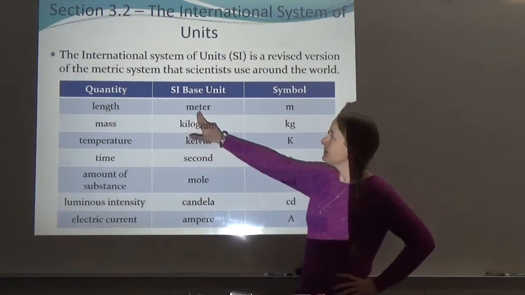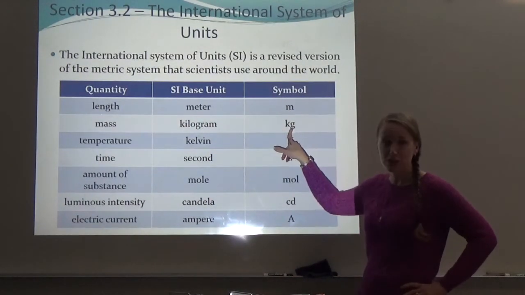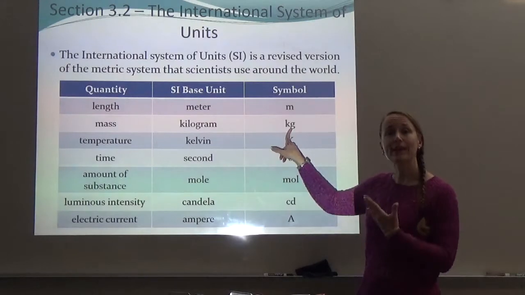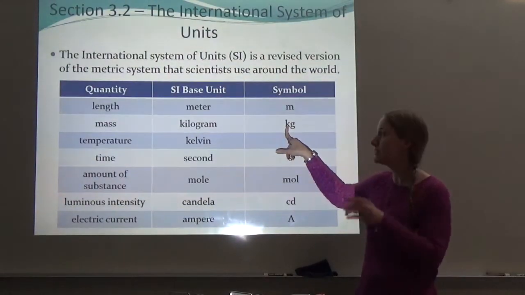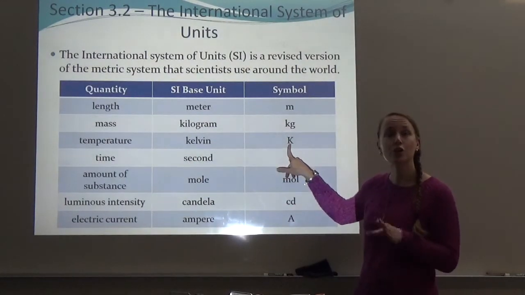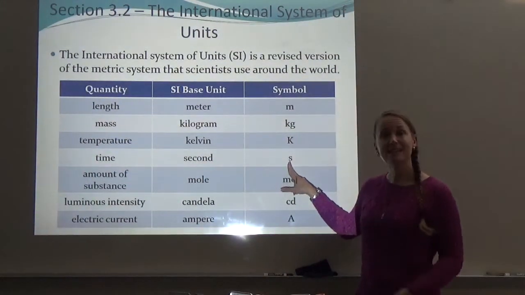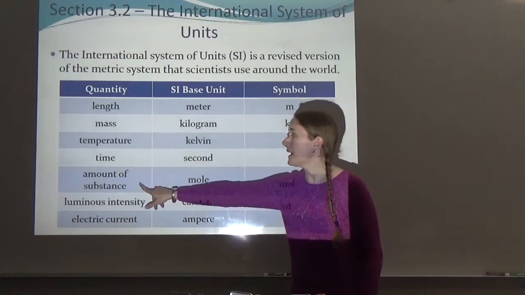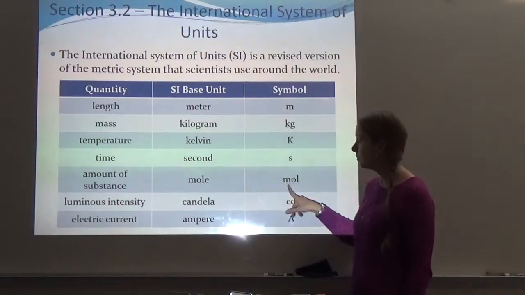So length is in meters, the symbol is m. Mass is kilograms, the symbol is kg. Mass is the only one where the SI unit has a prefix, the kilo on there, so it's not just grams. Temperature is Kelvin, which is represented by a capital K, no degree sign. Time is seconds, which is abbreviated s, not sec. Amount of substance, this is probably a new one, is the mole, which is abbreviated mol.